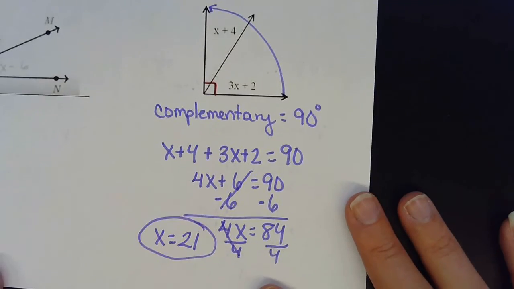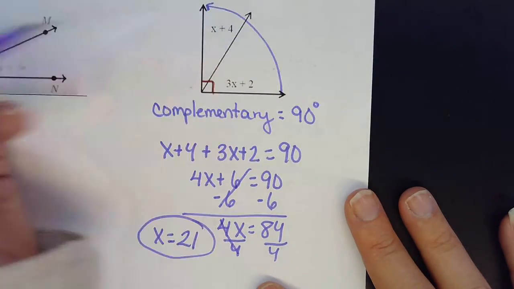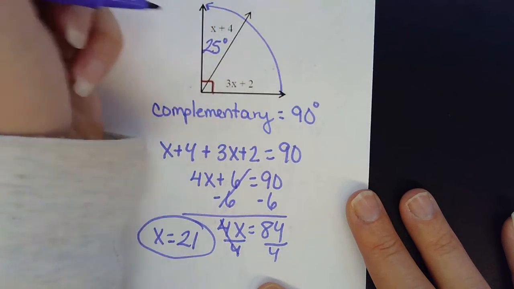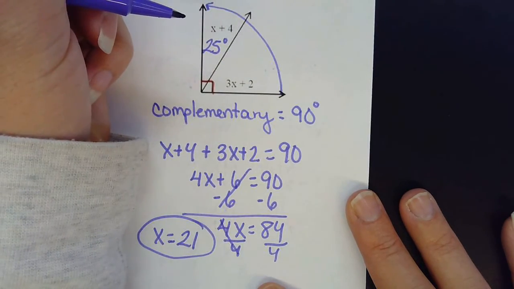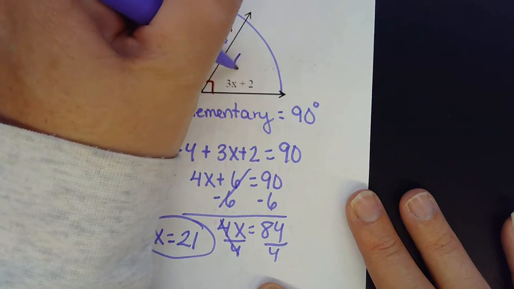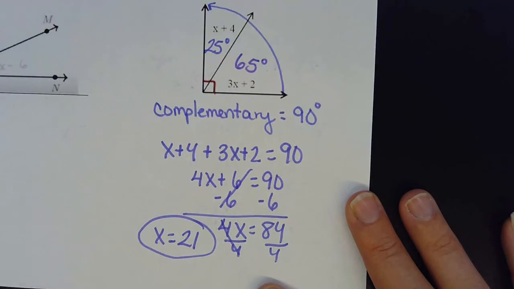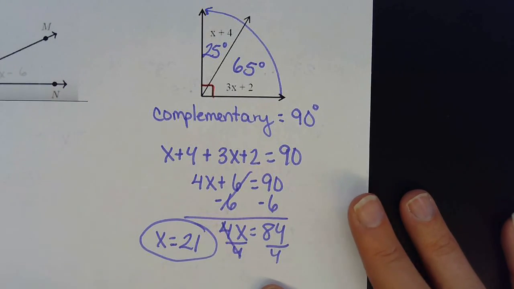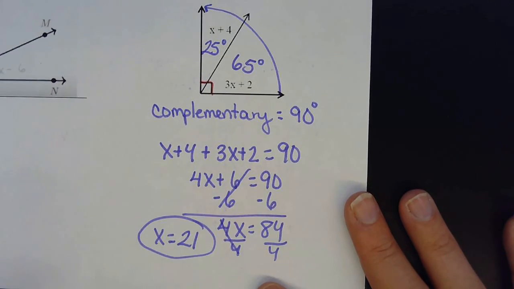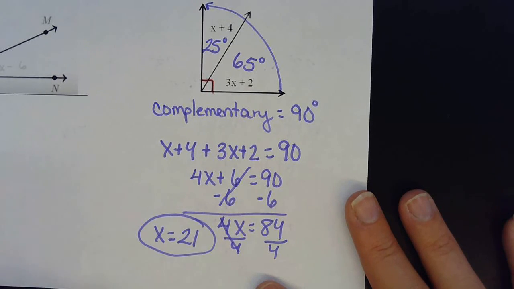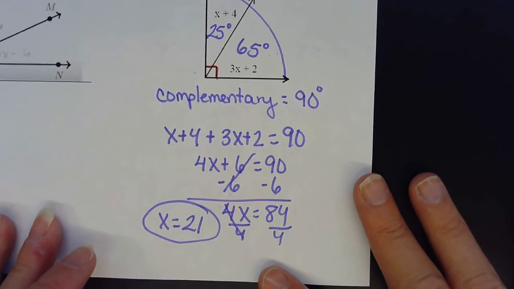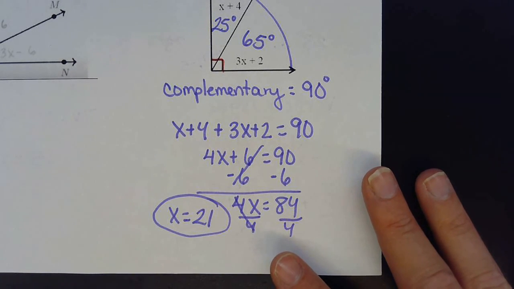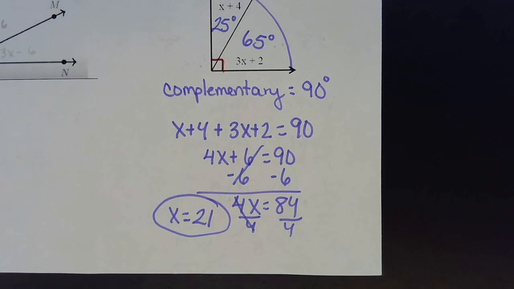And then again, if you wanted to check it, you could just plug it back in. This is 25 degrees. And then this is going to be 65. I like to check. It's my favorite part about Algebra 1 is that you should always walk out knowing if you got things right. In geometry, if I can find any ways to help you guys check your answers, I will. Any questions? Nothing?